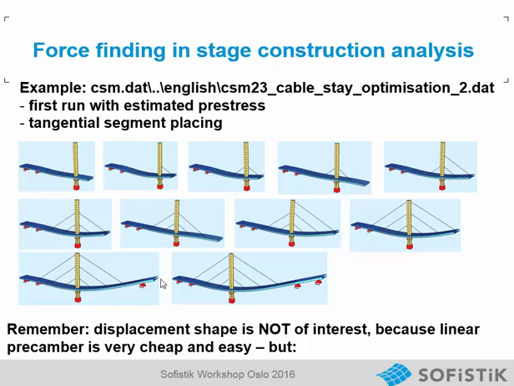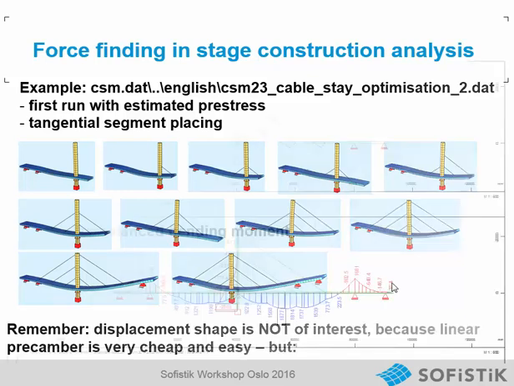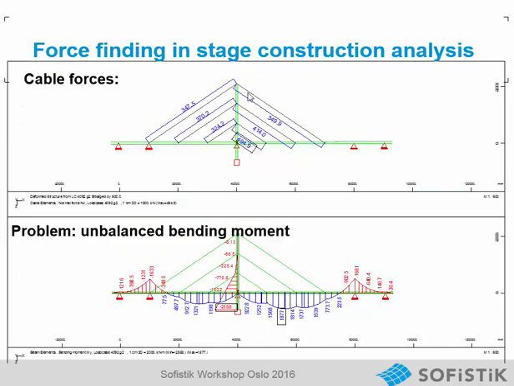And then we add here the next element and the corresponding support. And we add the element here on the right with the corresponding support. Control cantilever 2, tangential building. This was the first estimated pre-stress. We just made an estimation for the pre-stress, and we see that we get this deformation, and we get these cable forces and this bending moment.